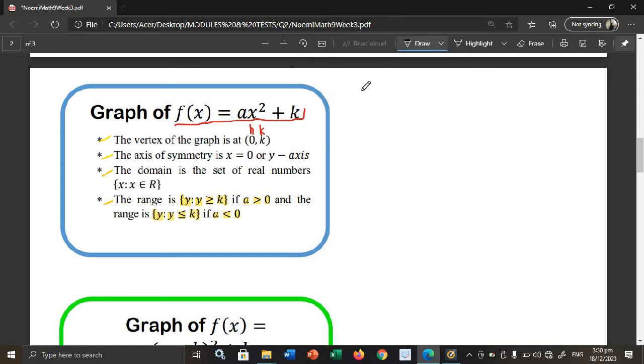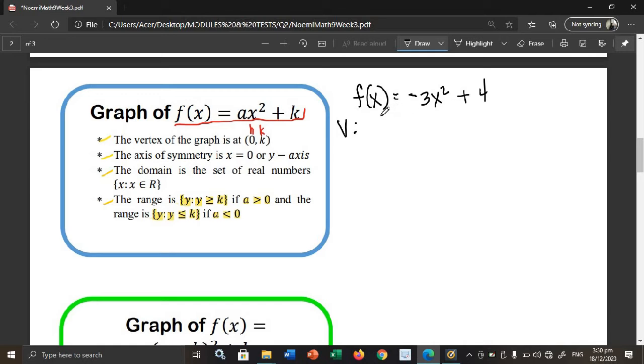Let's say I have f of x is equal to negative 3x squared plus 4. So, again, we will look for the vertex. I'll just put V. We will look for your vertex.